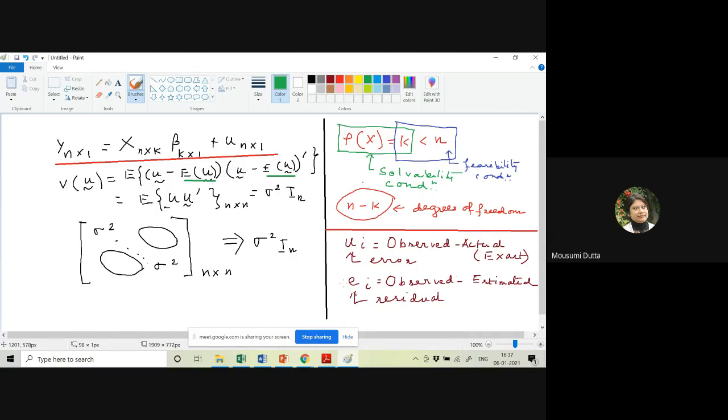So are you understanding? It will be a square symmetric matrix. By multiplying two vectors, however, you are getting a square symmetric matrix. Are you convinced? Yes, ma'am. Everybody? Yes, ma'am.